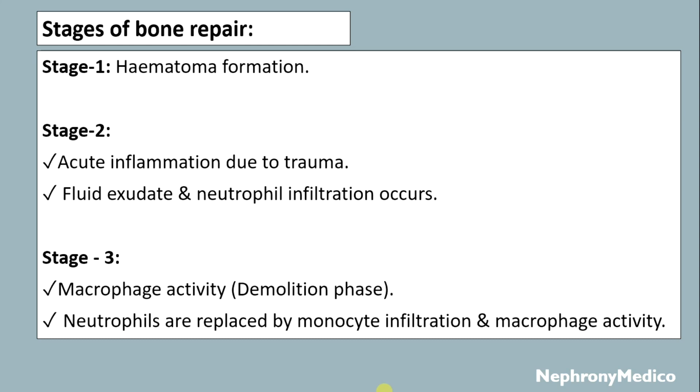Now, stages of bone repair. Stage 1, which includes hematoma formation. Stage 2, acute inflammation due to trauma and fluid exudate and neutrophil infiltration also occurs. Stage 3, macrophage activity and neutrophils are replaced by monocyte infiltration and macrophage activity.